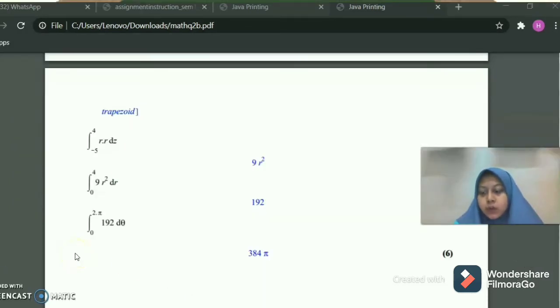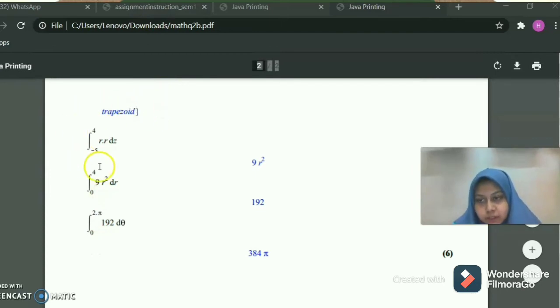Next, we need to evaluate the triple integral using any suitable coordinate system for the boundary condition in question 2b. This is the first integration, the interval we've cut from the cylinder above, 4 and negative 5, then we integrate. And this is the second integration, the interval is 4 and 0, then we integrate. This is the last integration, the interval is 2 pi and 0, then we integrate and we got the last answer, 3 and 4 pi.